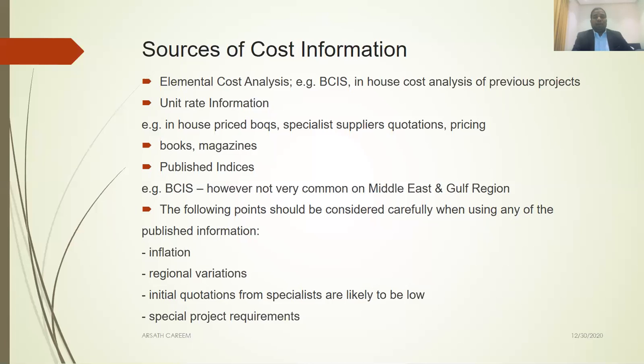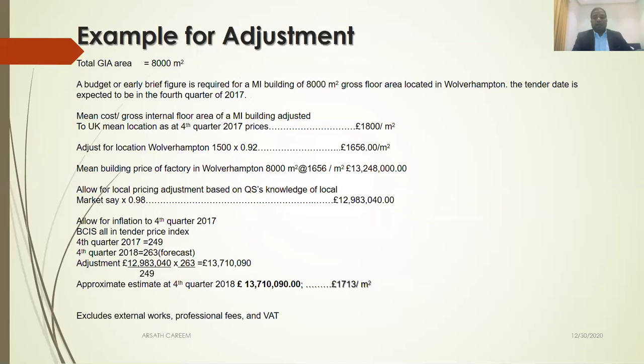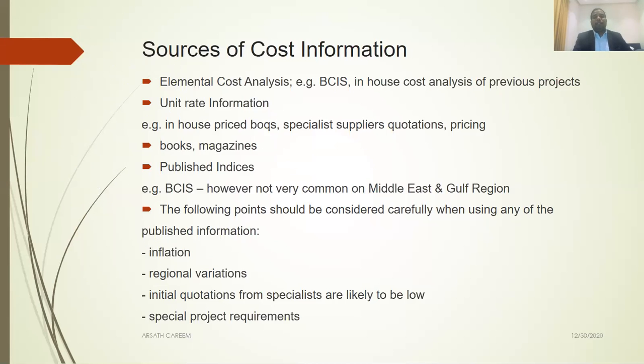So in order to prepare a cost plan, you should have cost information. Without cost information, it is an impossible task to prepare a cost plan. So what are the sources available to prepare elemental cost analysis? For example, BCIS, in-house cost analysis of previous projects, and unit rate information. These are from previous projects.